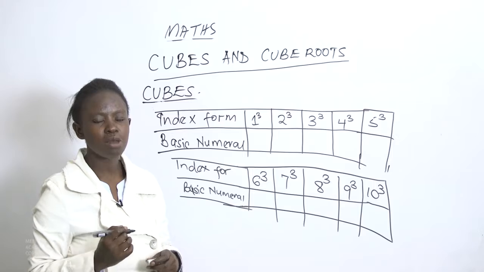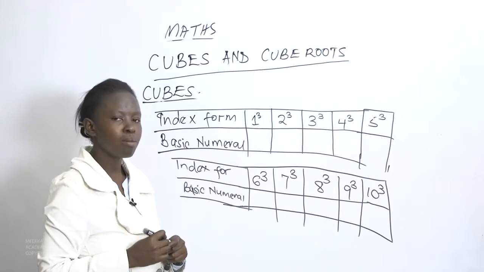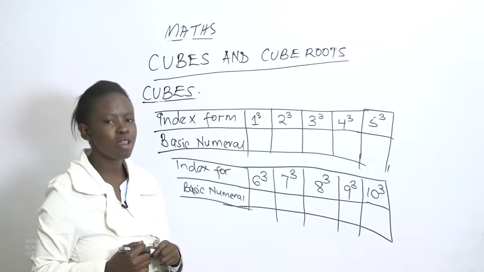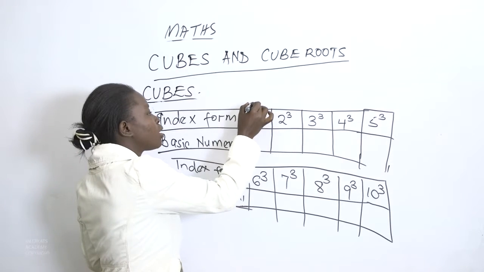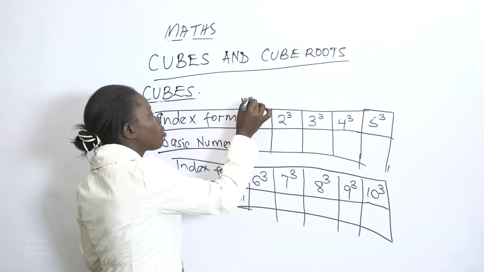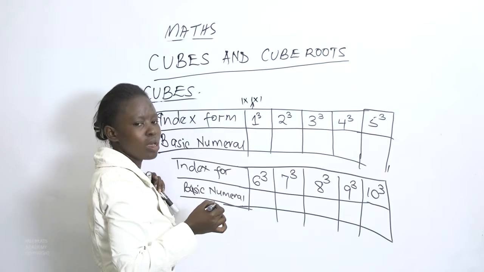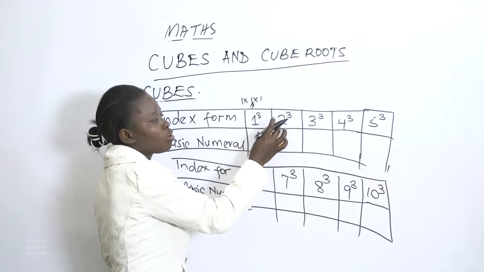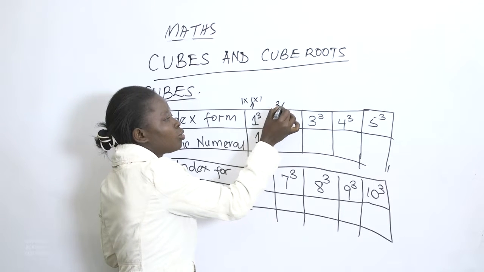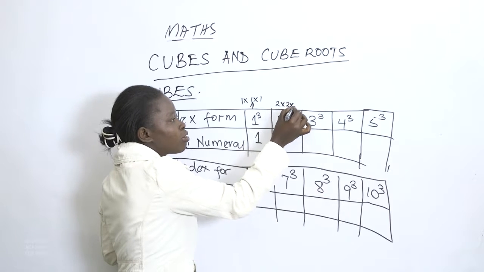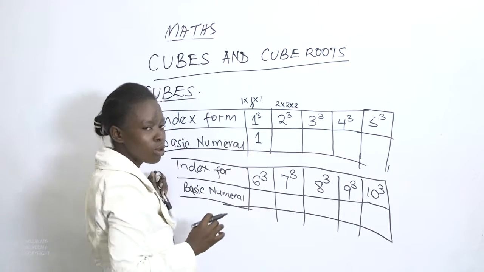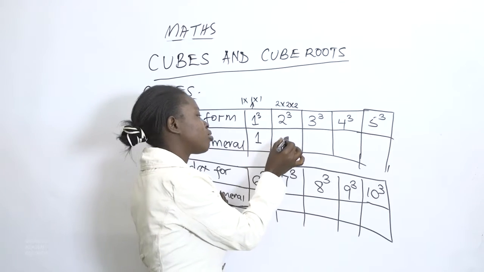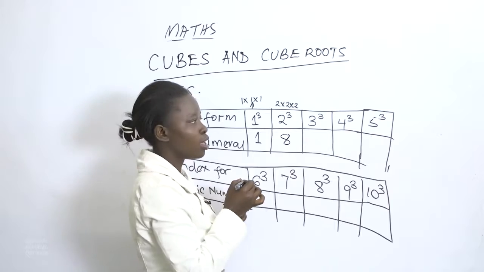But as a basic numeral means that you simplify your answers. So if I'm having 1 cubed, it simply means that I multiply 1 times 1 times 1. And 1 times 1 times 1 is simply 1. Then 2 cubed means that I multiply 2 times 2 times 2. 2 times 2 is 4. 4 times 2 is 8. So 2 cubed is 8.